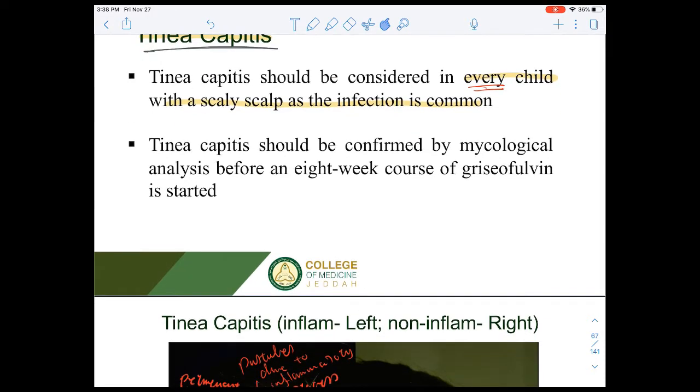And the course of infection is very long, right? So griseofulvin is a drug that is primarily used to treat this type of tinea, and it's very long. It can go as long as 8 weeks. So we need to confirm by mycological assessment that the child actually is suffering from tinea capitis and not any other type of infection. And then let's go on.